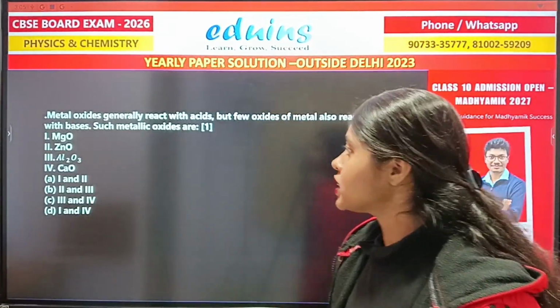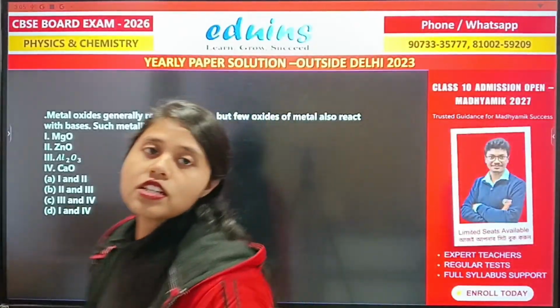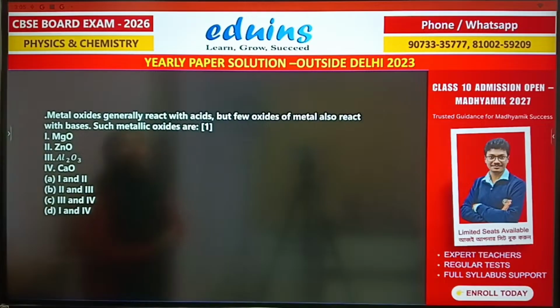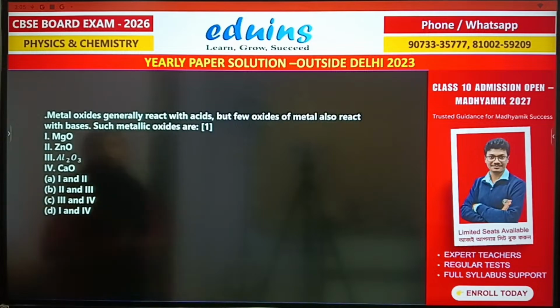So, what is the first question for today? Metal oxides generally react with acids, but a few oxides of metals also react with bases. Such metallic oxides are: 1 is magnesium oxide, 2 is zinc oxide, 3 is aluminium oxide, and 4 is calcium oxide. And in those options, 2 are correct metallic oxides.